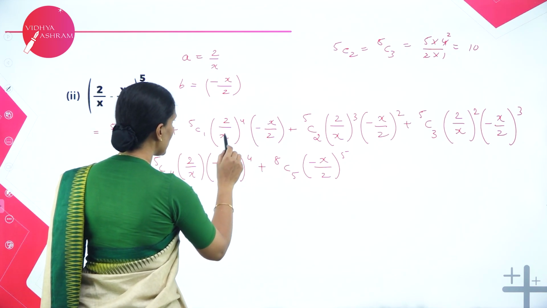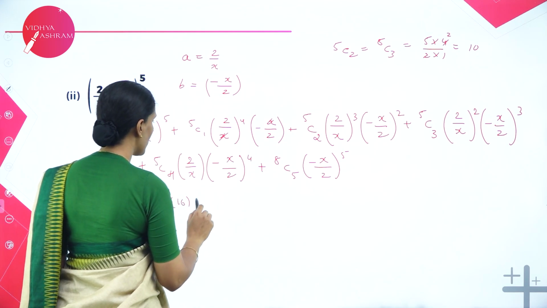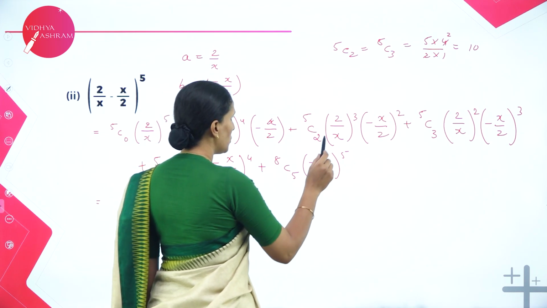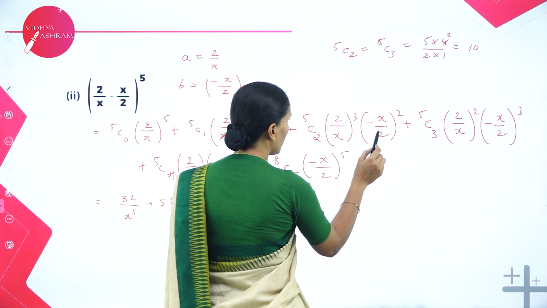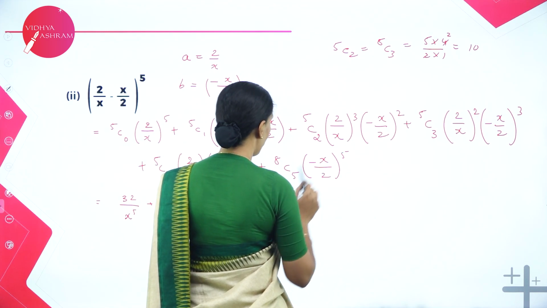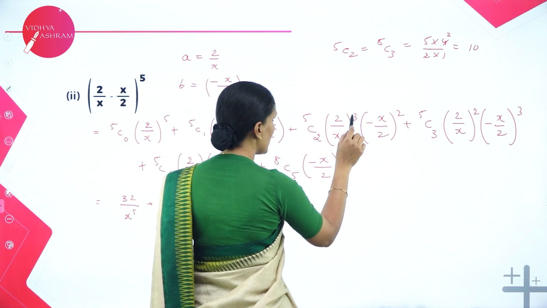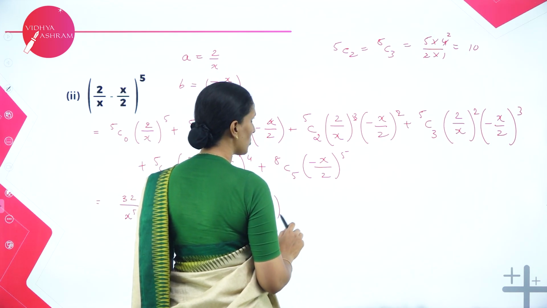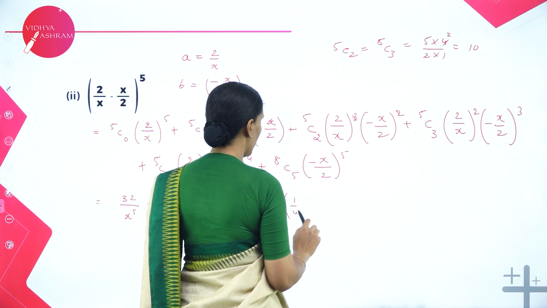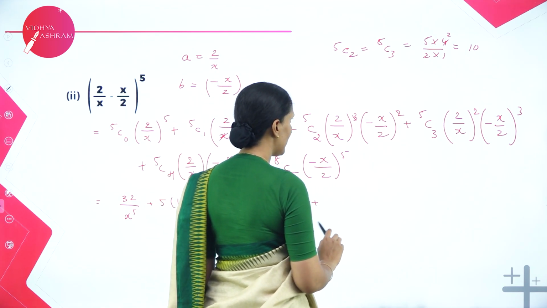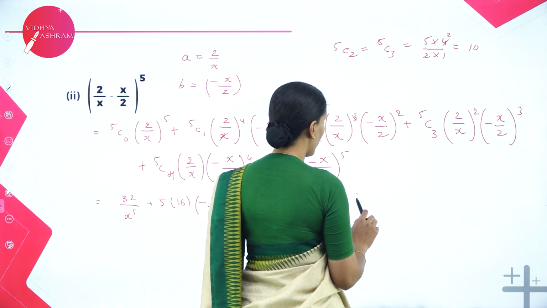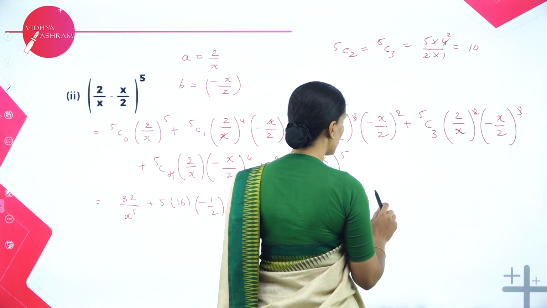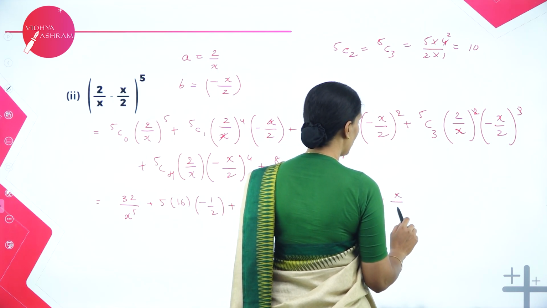So here we have minus x, so we have minus 1 by 2. Next we have 5c2 which is 10. 2 cube is 8, so we can cancel 8. Here we have x cube, so x cube and x square get cancelled. So we have 1x in the denominator. Again we have 1 by 4 here. So next we have 5c3 which is again 10. So 2 square is 4. So x square and 1x cancels. So therefore it is minus x divided by 8.